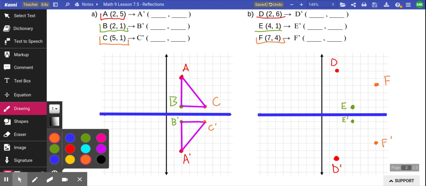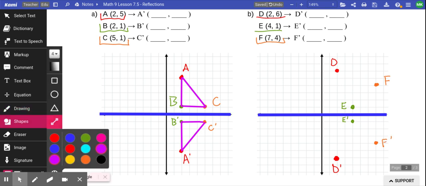And again, it is triangles. So when you did this, you should have connected the dots like that to make your triangle. And now that I've reflected the points, I just draw my triangle again. And you'll notice it's still the same triangle. It's just flipped to the other side of that blue line.